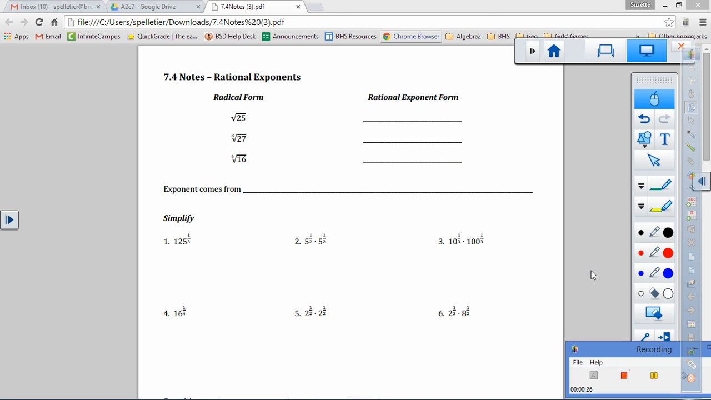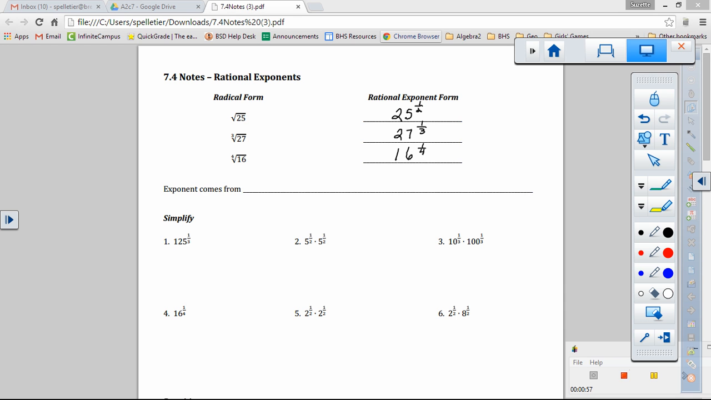The first thing, let's talk about how you rewrite it in radical form. I'm just going to write these in radical form, and then we're going to see if we can make the connection. So the square root of 25 is written as 25 to the 1/2, okay? The third root of 27 is written as 27 to the 1/3, and the fourth root of 16 is written as 16 to the 1/4.